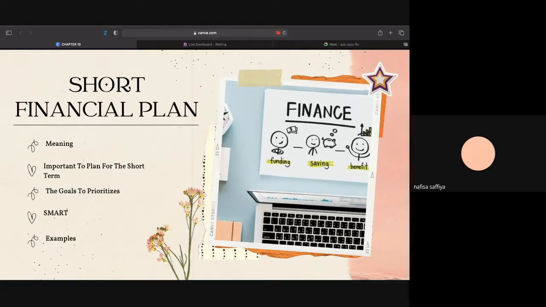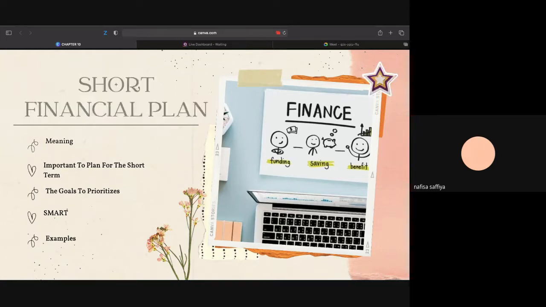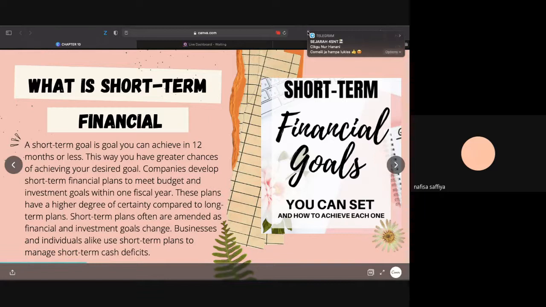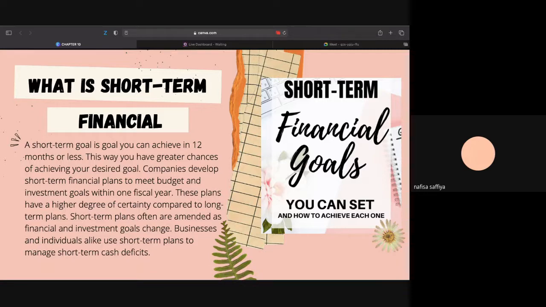First, we'll be uncovering the meaning, then the importance of planning a short-term financial plan, the goals to prioritize, the SMART concept, and finally, some examples. Before we get on to the short-term financial plan, we must know the meaning. A short-term goal is a goal that we can achieve in 12 months or less. This way, we have greater chances of achieving our desired goals. Some companies also develop short-term financial plans to meet budget and investment goals within 1 year. These plans also have a higher degree of certainty compared to long-term plans.